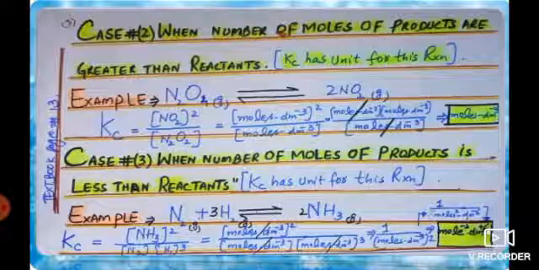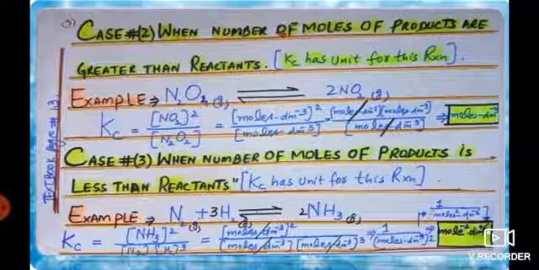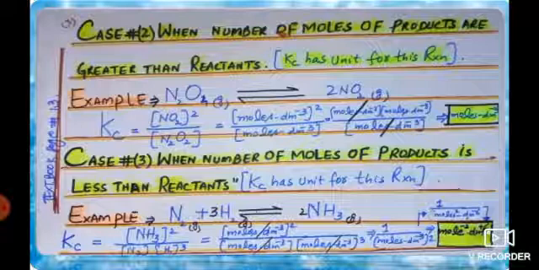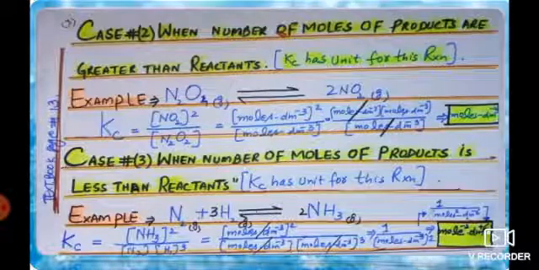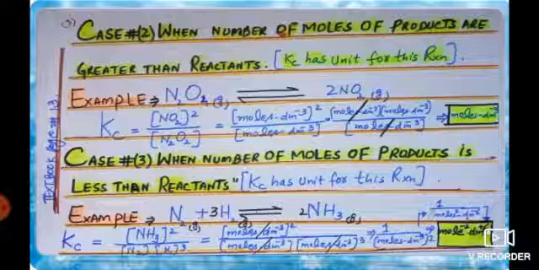Now case number 3, when the number of moles of product is less than the number of moles of reactant. In this case the Kc also has a unit, which shows that the unit of Kc depends upon the equilibrium expression. So here we have taken the example of ammonia formation, in which 1 mole of nitrogen reacts with 3 moles of hydrogen. So the total number of moles of reactant is 4, while on the product side there are only 2 moles. So in this case the number of moles of reactant is greater than the number of moles of product.